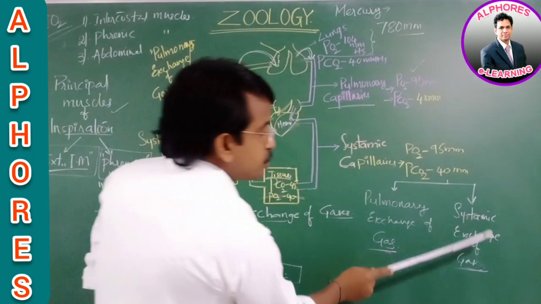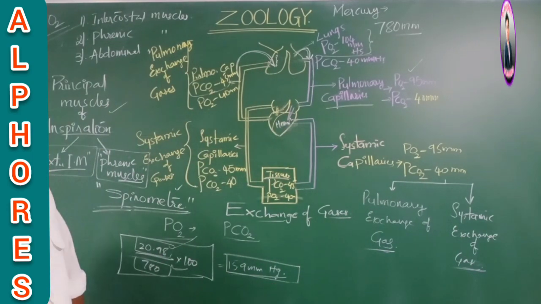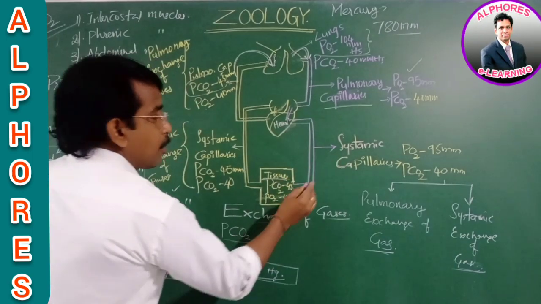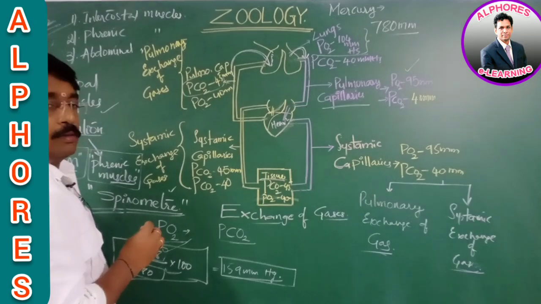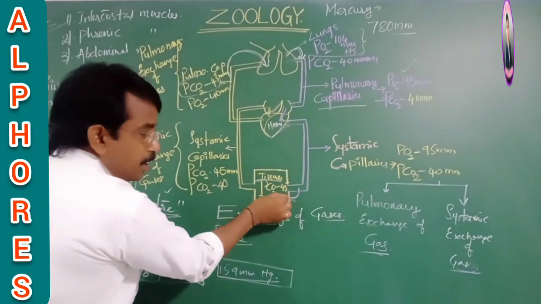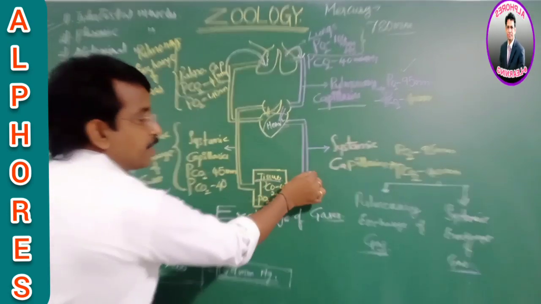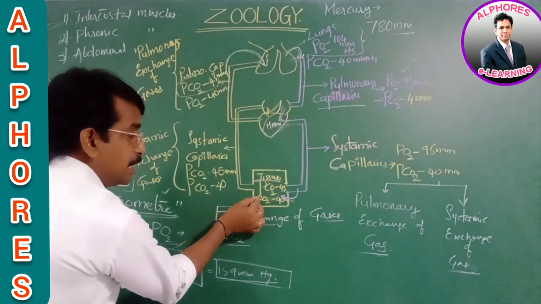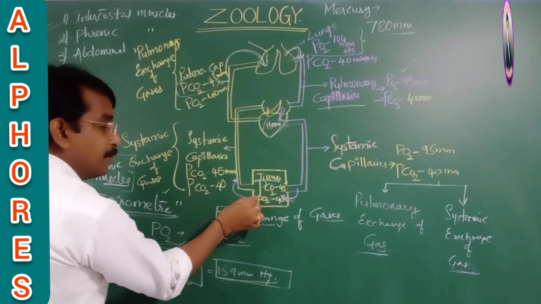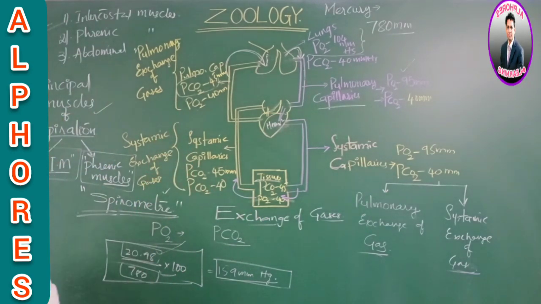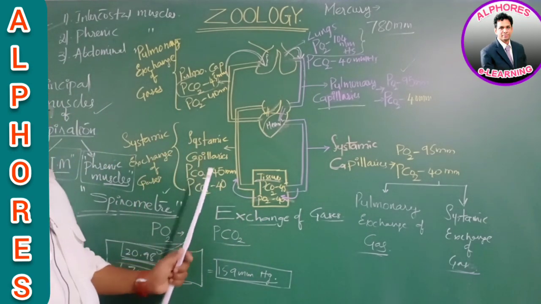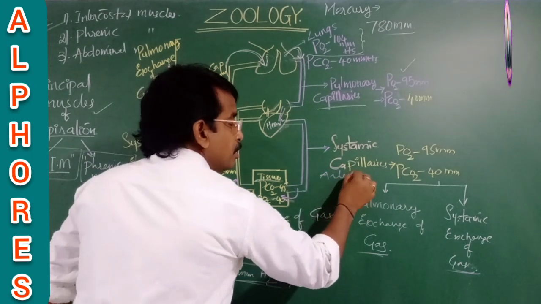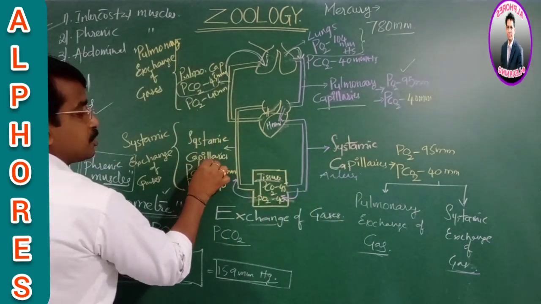The second one is systemic exchange of gas. Systemic exchange of gas, look at here. The exchange of gases, oxygen from the systemic capillaries into the tissues. In the same way, the exchange of CO2 from tissues into the systemic capillaries. Here this is a systemic artery, whereas here this is a systemic vein.